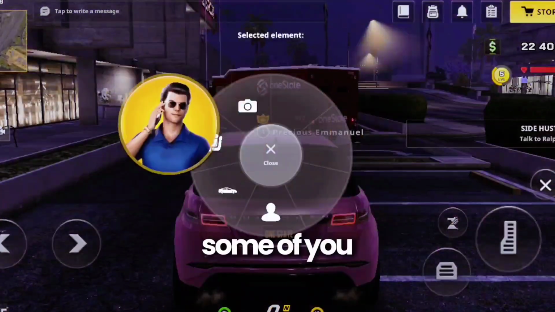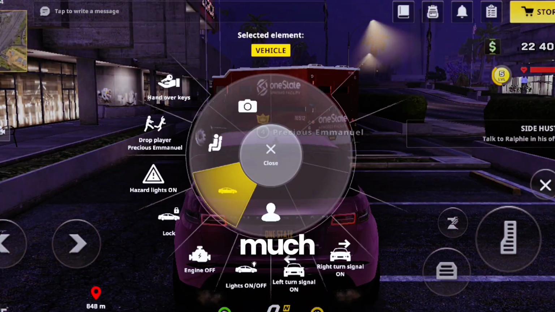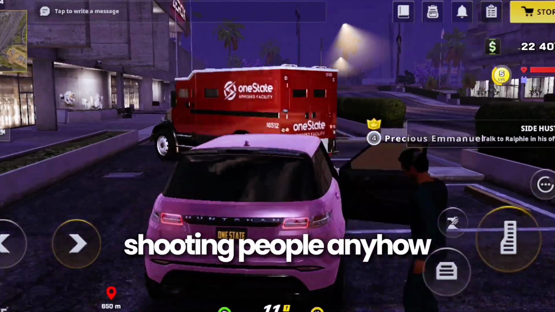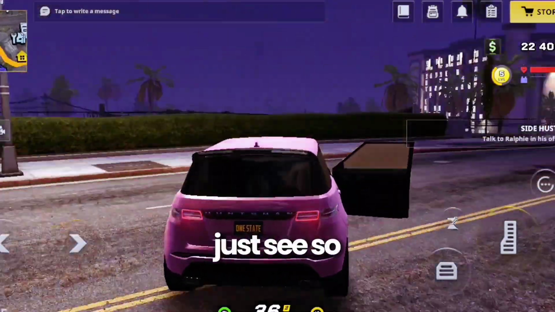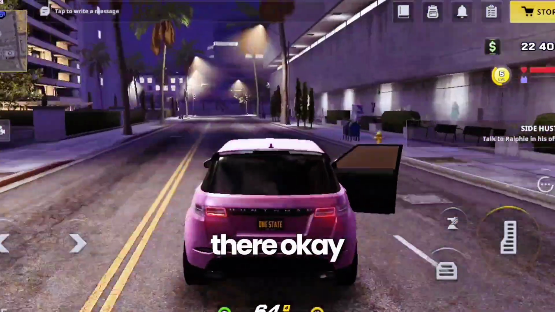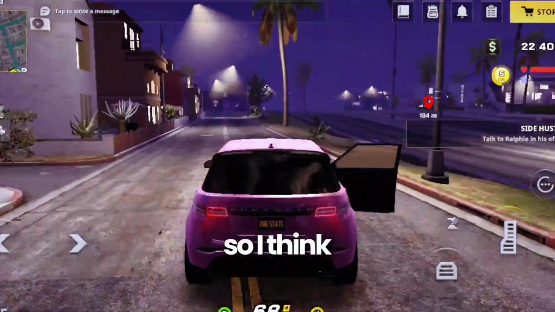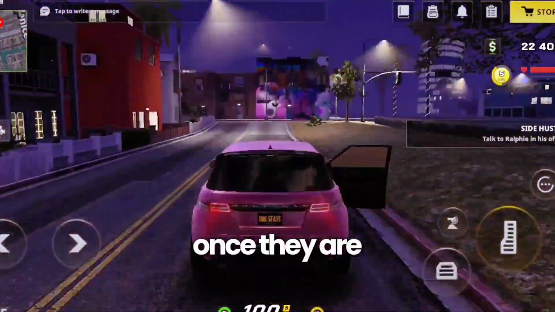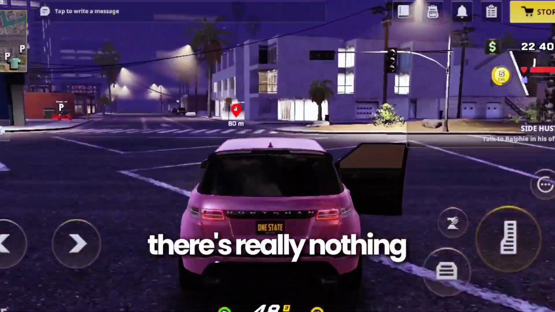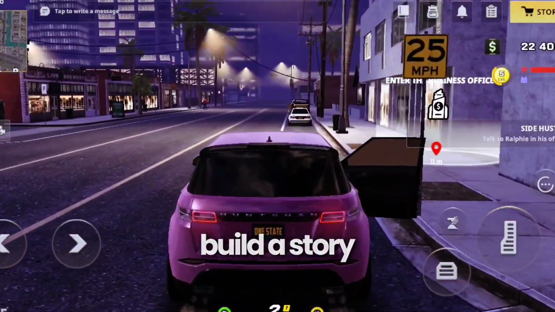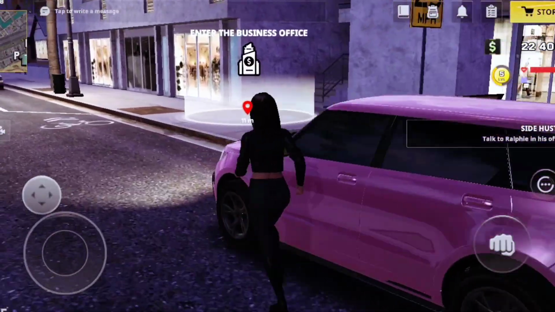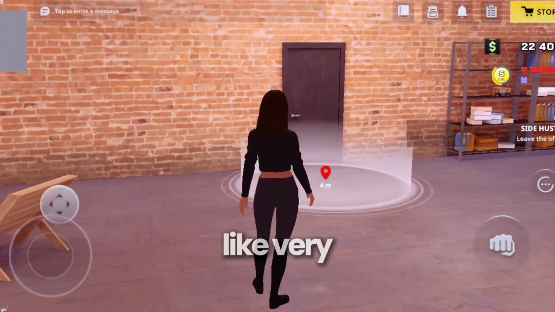Because if there are no rules, some of you will do too much. Some of you will just go ahead and be shooting people anyhow. That is why there are rules. So just follow the rules and you're not going to have any issues with anybody. So I think that's all about Onestate RP. There's really nothing much. Like I said, build a story, build a character, get people around you. That is very, very important.